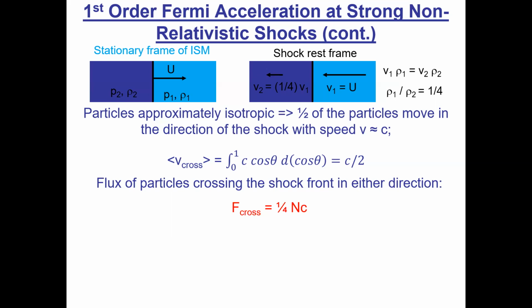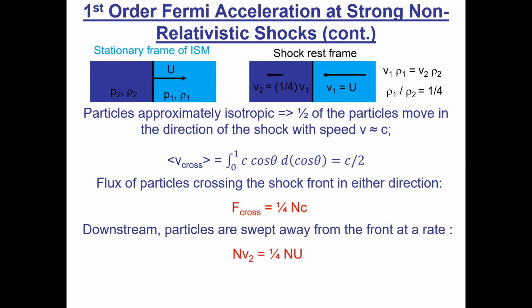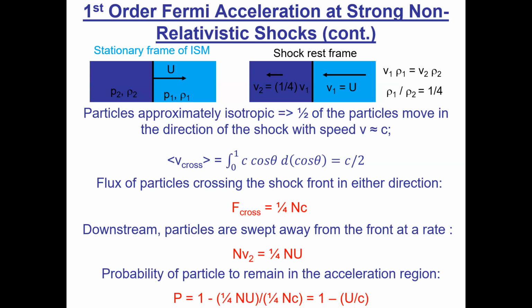So if you have particles being isotropically distributed, then right at the shock front, half the particles will go away from the shock, the other half of particles will go towards the shock. And then if you average the cosine theta, that means the actual net speed along the flow direction, cosine theta averaged over all angles from 0 to 1 just gives you half of the speed of light. That means the net flux of particles near the shock front is the density of particles at the shock front times 1/4 times the speed of light. So that's the flux coming in. But coming out is just the density of particles that have come in times the speed with which they're being evicted away. That is 1/4 of the shock speed. So the ratio gives you the probability of leaving. So 1 minus that ratio gives you the probability of actually staying in the system.